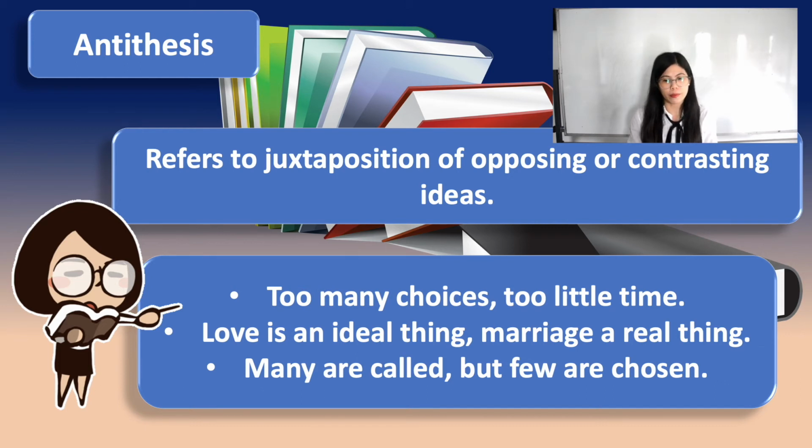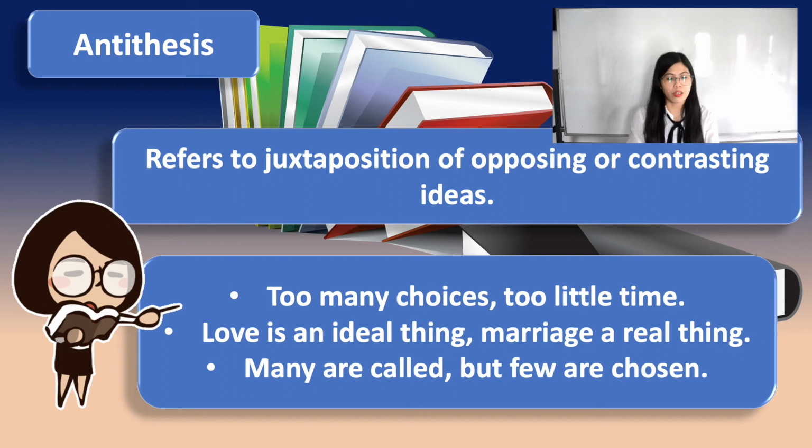So for example, the sun may be the antithesis to the moon. The devil may be the antithesis to God. So I have here also provided other examples. So in example number 1, we have too many choices, too little time. So the phrase too many choices was opposed by the phrase too little time. So you have many choices, but you can no longer choose because of the limited time.